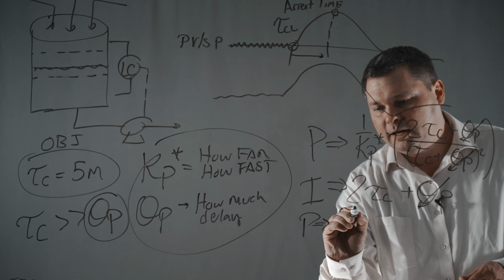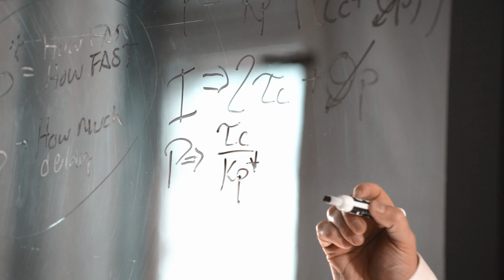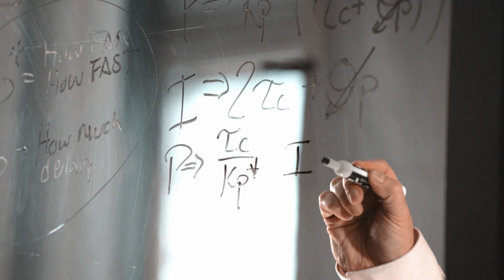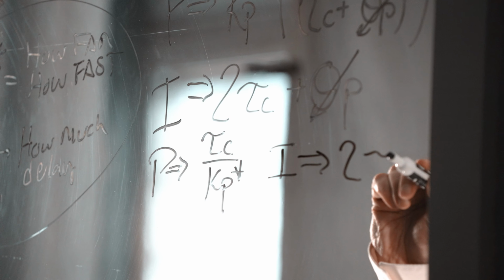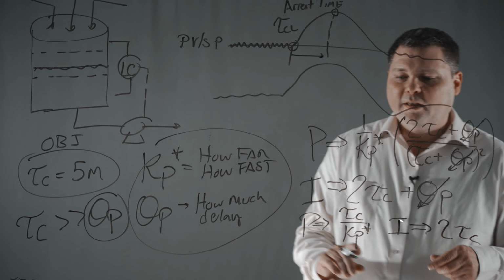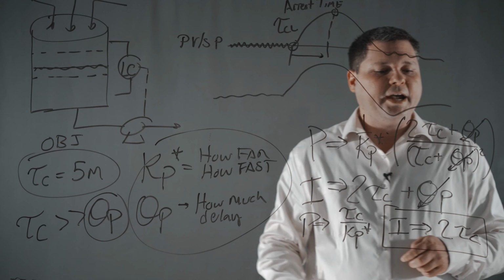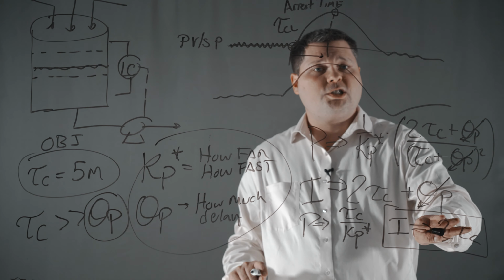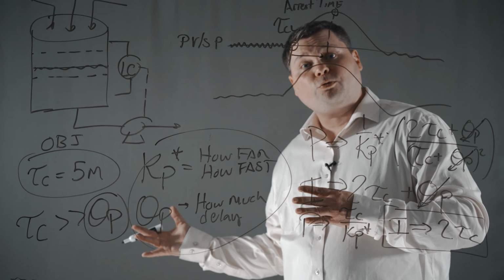That's essentially tau c over Kp star for your P term, and your I term is 2 times the tau c. Now, this is where things get really interesting. Notice your I term. These tuning correlations, by the way, are for the dependent form of the PID equation that uses the reset time.